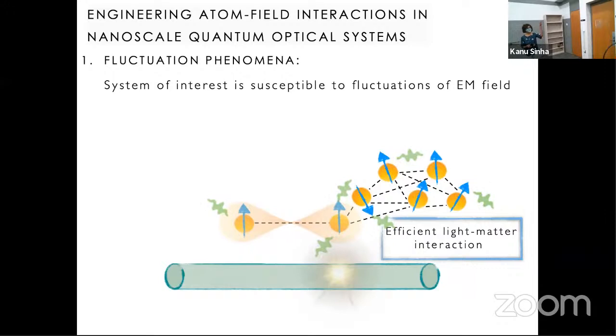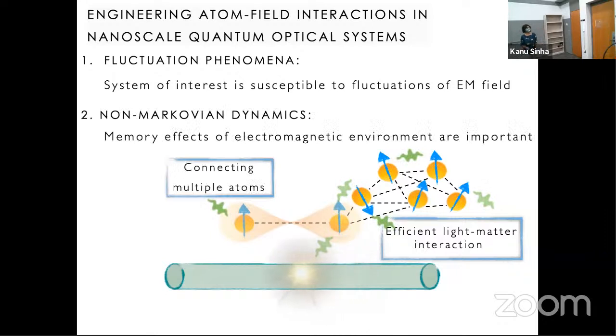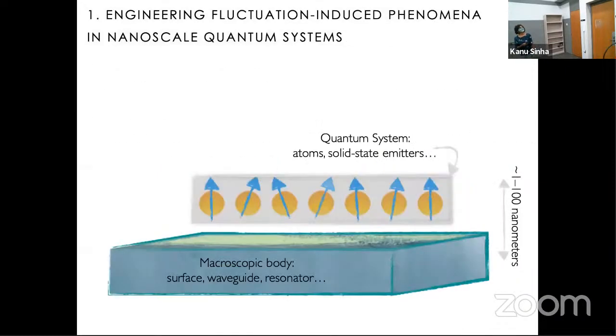Okay, so that's the first part of my talk, about fluctuation phenomena. And secondly, we would like to be able to connect multiple emitters over long distances. And this brings into play the memory effects of the intermediary electromagnetic environment, which brings in non-Markovian dynamics into consideration. Okay, so these are the two broader aspects.